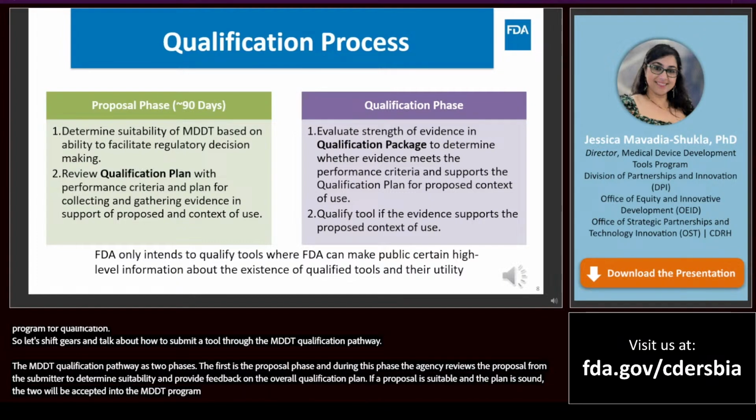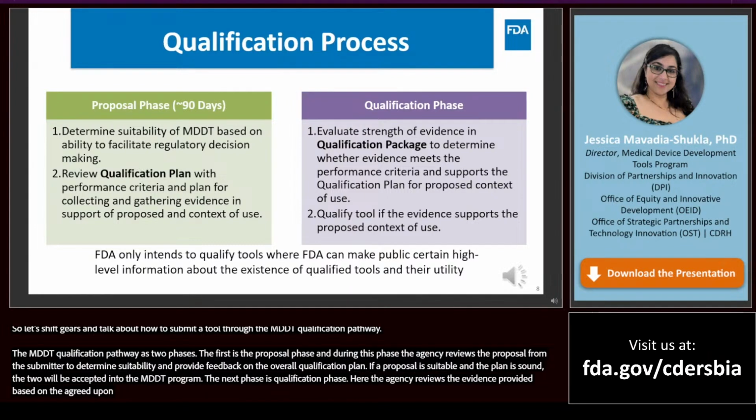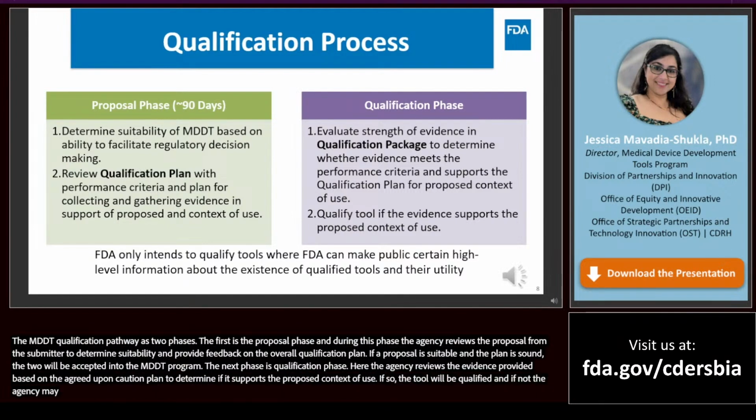The next phase is the qualification phase. Here, the agency reviews the evidence provided based on the agreed upon qualification plan to determine if it supports the proposed context of use. If so, the tool will be qualified, and if not, the agency may recommend changes to the context of use or may determine not to qualify the tool.